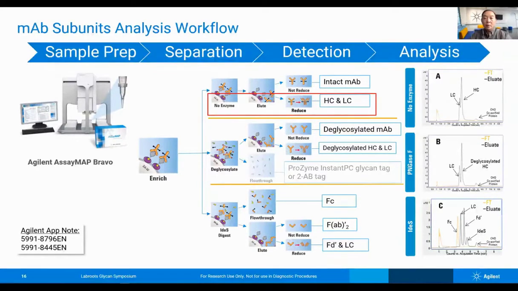In this workflow, one can either perform a full reduction of the intact antibody and then turn it into heavy or light chain subunits, or you can perform the IdeS enzymatic digestion first and then follow it with the reduction to generate the Fc molecule, which has the glycan still attached. So in both cases, we built protocols in the SMF Bravo system to perform this step. We have also published a couple of application notes covering this application area.